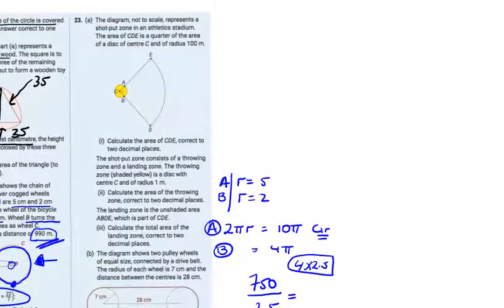This diagram, not to scale, represents a shot put zone in an athletic stadium. So it's a sector of a circle, quarter of a disc. So we have a right angle in the middle there. You can see a tiny little right angle in there, and the radius is 100. So we have 100 meters here. Big radius for a shot put. Radius 100, center C. Calculate the area.